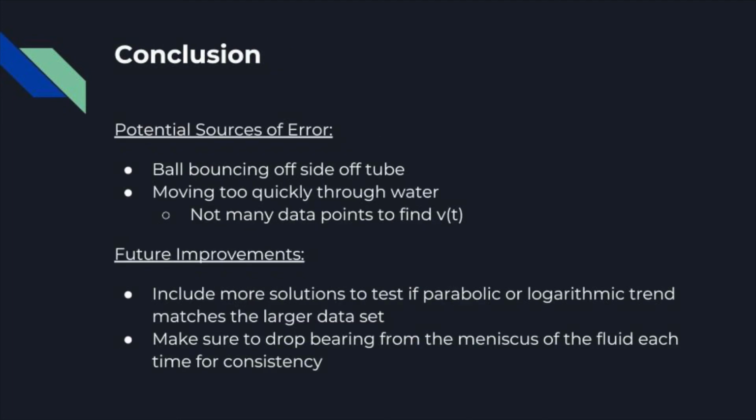There were multiple sources of error in this experiment. One of them could have been the ball bouncing off the side of the tube while we were dropping it through the solution. Another source of error was the ball moving too quickly through the water. We had very few data points for position, which then gave us a lower quality velocity graph, which is then a lower quality velocity versus viscosity graph.